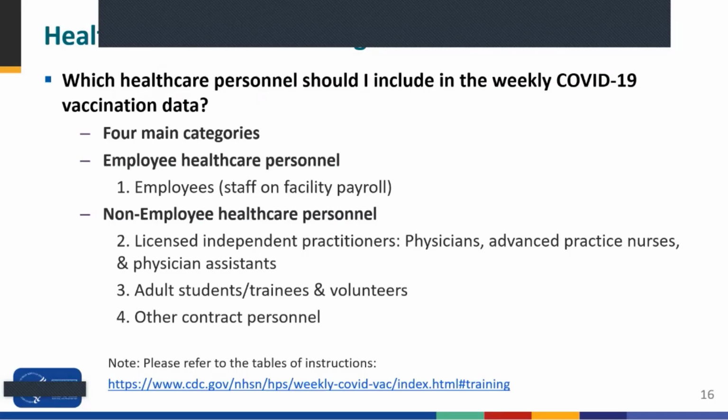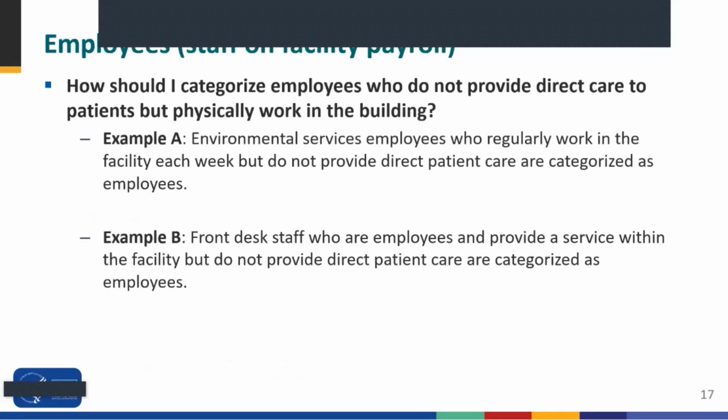The second category consists of non-employee licensed independent practitioners, specifically physicians, advanced practice nurses, and physician assistants. The third category consists of students, trainees, and volunteers aged 18 and older. The remaining category is other contract personnel. Please note that facilities should refer to the tables of instructions for complete definitions of categories before reporting data.